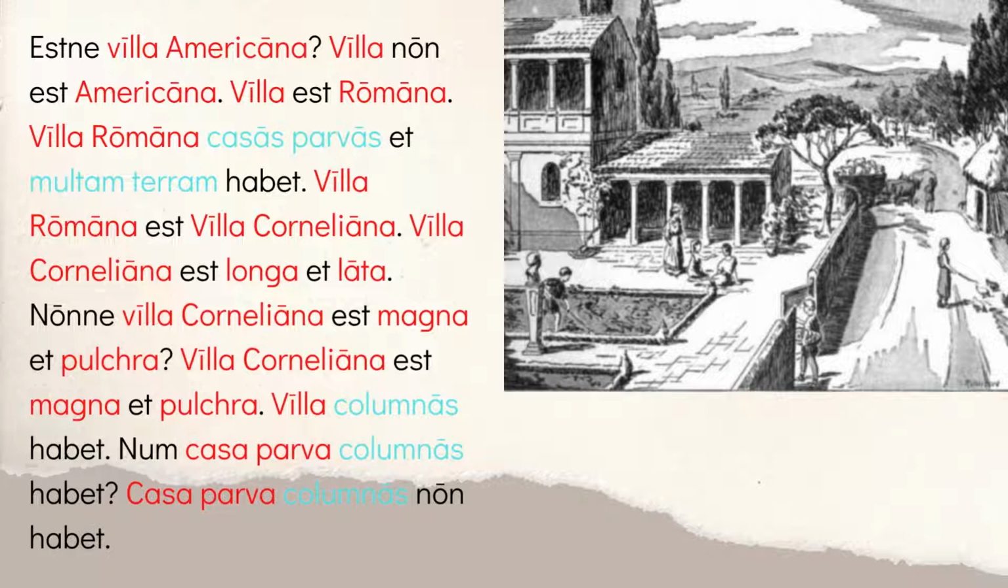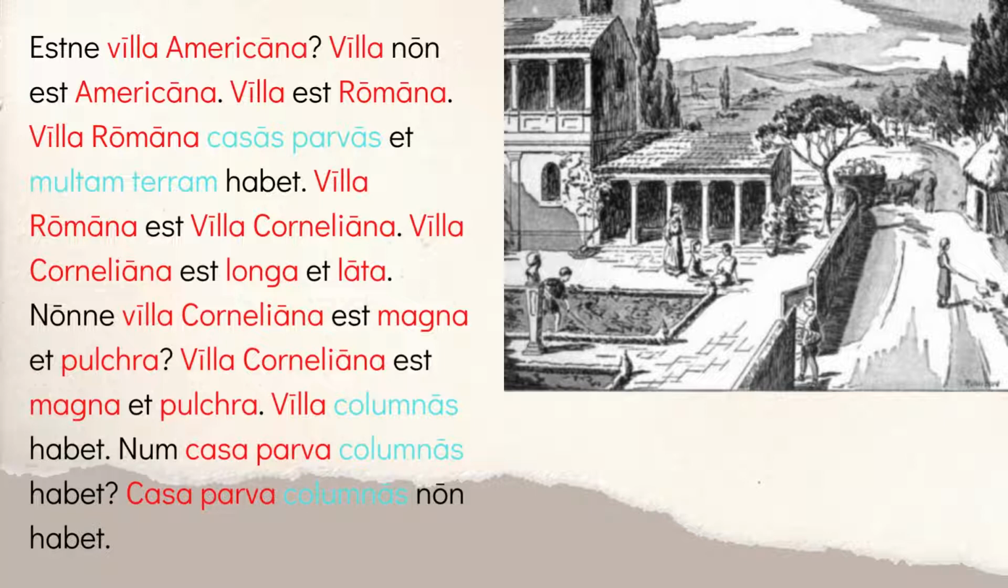You can almost translate this as yes. Yeah, of course. The Villa Corneliana, the Cornelius' house, est magna et pulchra. It's big and it's beautiful. So they asked, is it big and beautiful? The answer is yes, it's big and beautiful. Then you have villa columnas habet. So the house has columnas. There's our plural direct object. It has columns, and you can see them in the picture off to the right. You got a bunch of columns going on in this house. Very typical for a Roman villa.